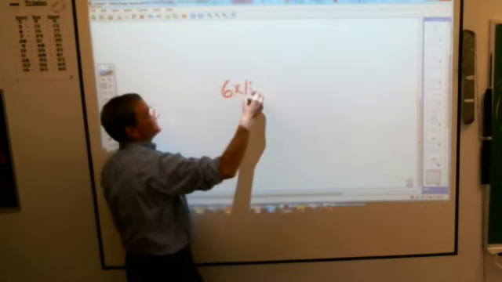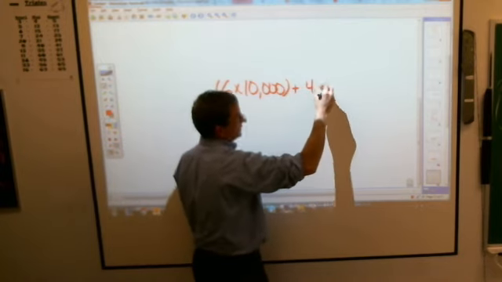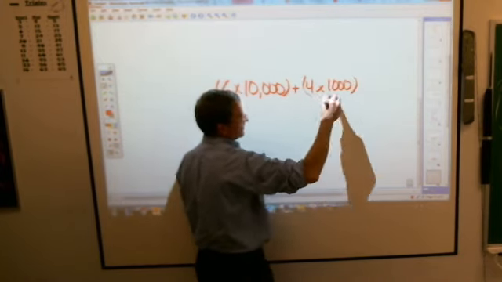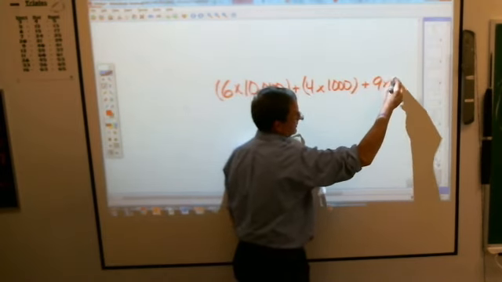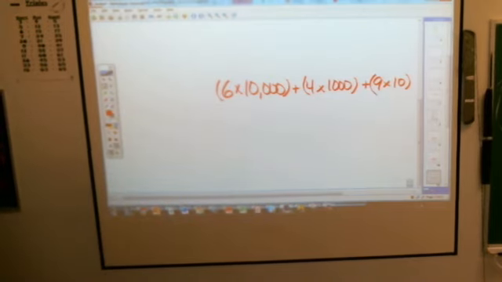One more. 6 times 10,000 plus 4 times 1,000 plus 9 times 10. Write me the standard form of that expanded form number. Again, please use blanks. It just does nothing to help you. I understand the thought process of trying to do things absolutely as fast as possible. It doesn't usually bode well for you.